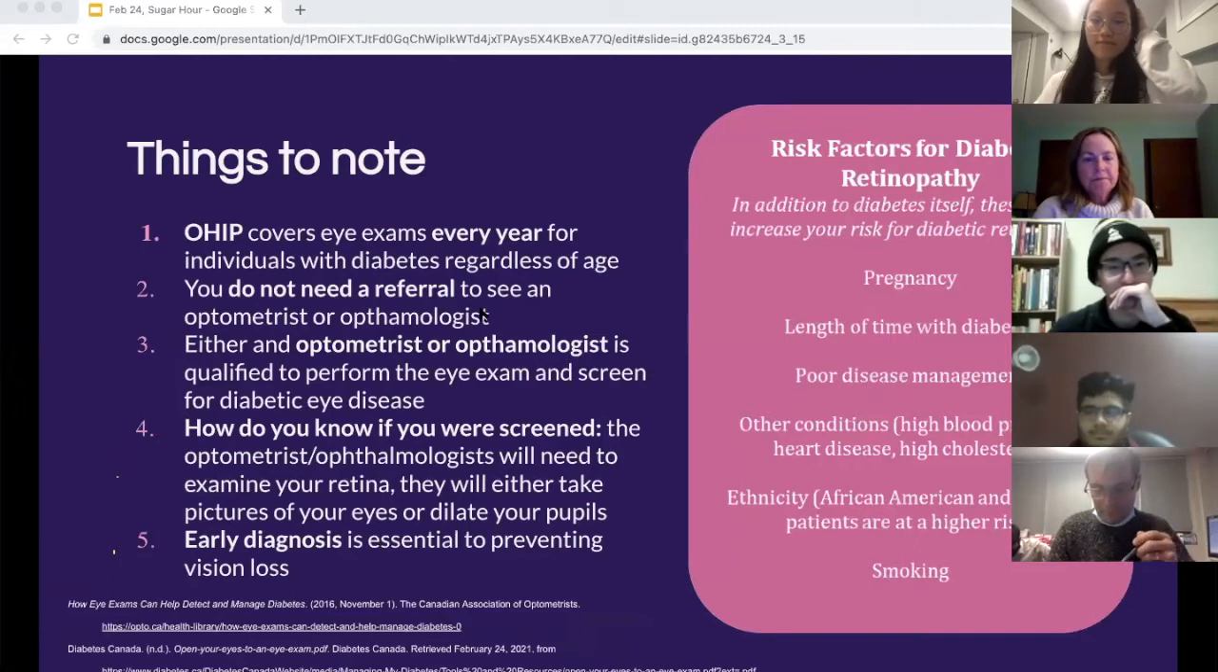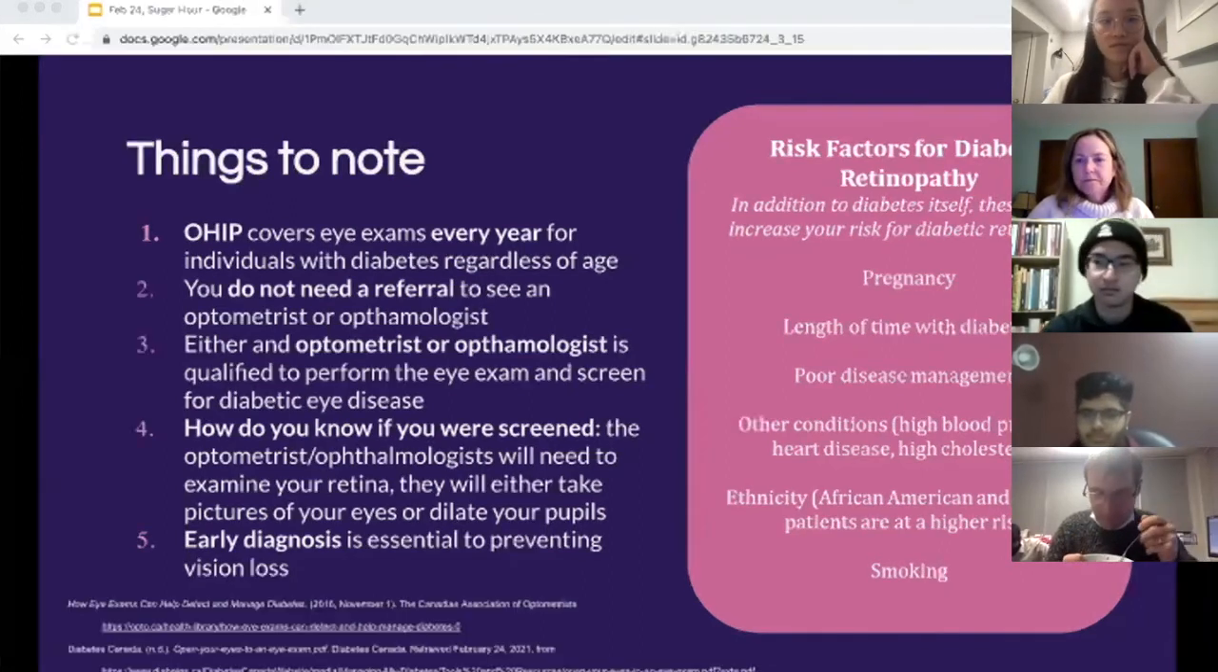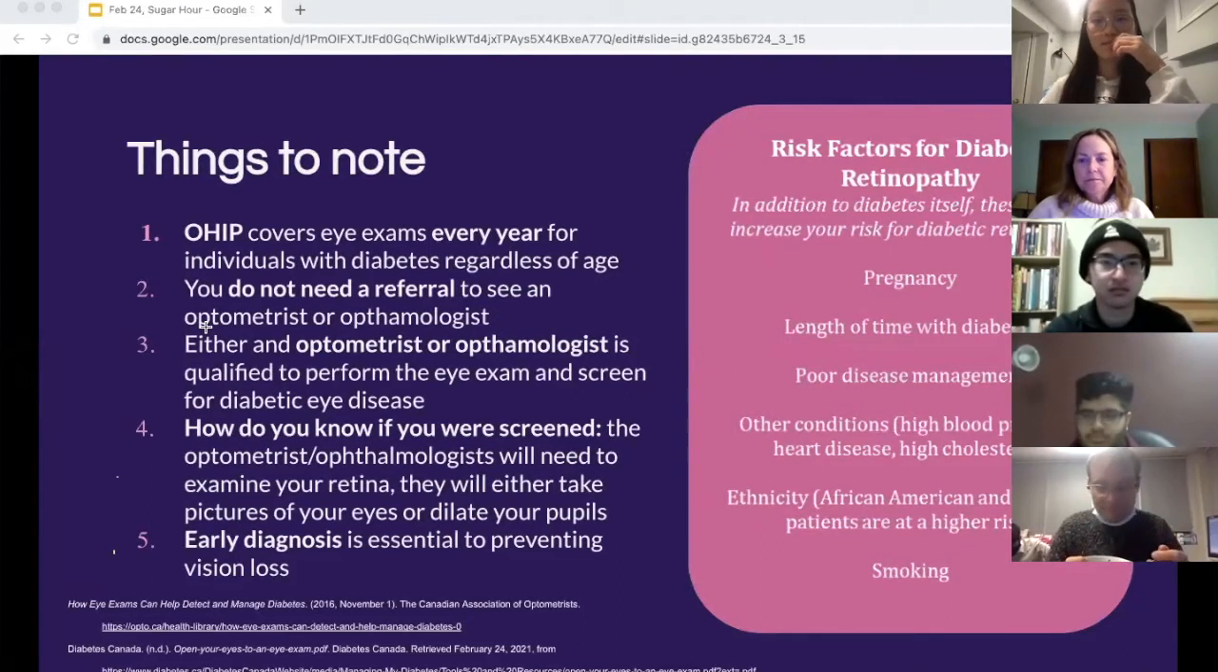So I'm going to just briefly discuss some risk factors for diabetic retinopathy. Besides having diabetes, other conditions can act as comorbidities to increase your risk for eye disease due to diabetes. One is pregnancy. If you're pregnant and you have diabetes, you have a higher risk for diabetic retinopathy. The length of time with diabetes, how long you've had it, can also increase your risk. Poor disease management, so if you're not managing your blood sugars properly, if you're not adhering to your medications, can also increase your risk of diabetic retinopathy.